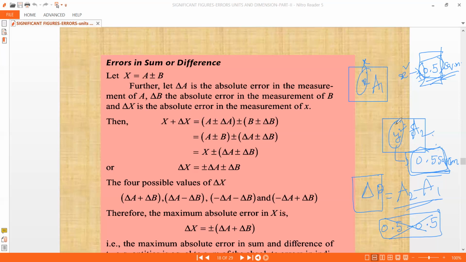You should not subtract one error from another. In this case, if you subtract the errors, what will happen? The 0.5 minus 0.5 will cancel out. It will end up with a zero error. So which is impossible. Okay, this is an absurd measurement.